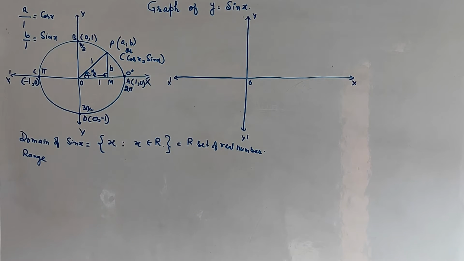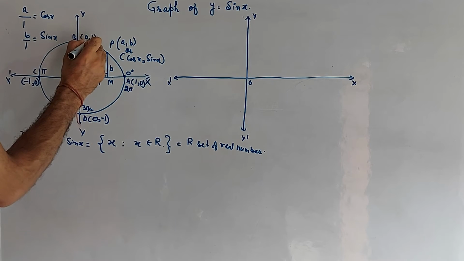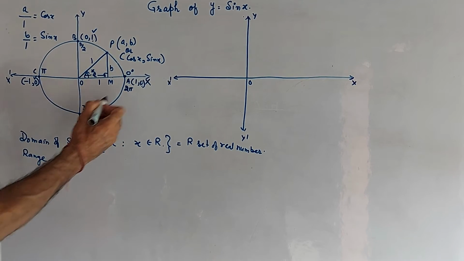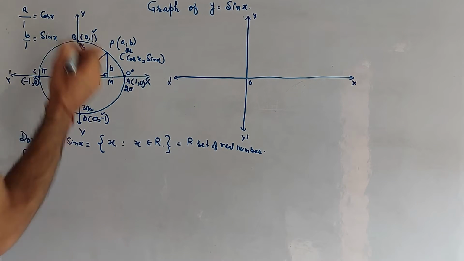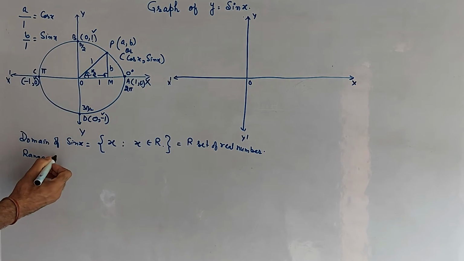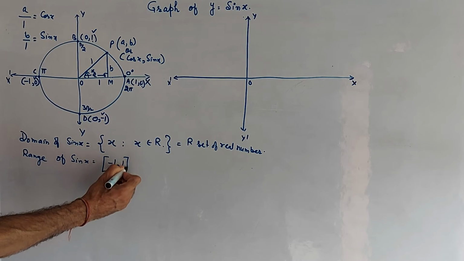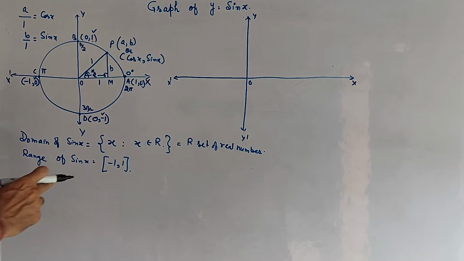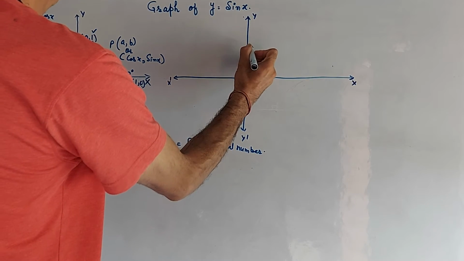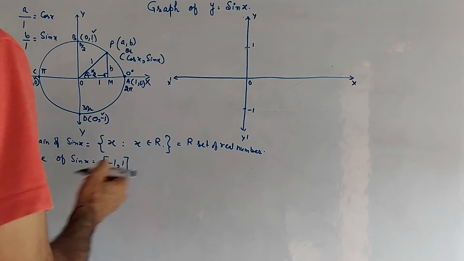Now see the sin x. At 0 degree, sin 0 is 0, at pi by 2 it is 1, at pi it is 0, then minus 1 at 3 pi by 2, and again 0, and it will repeat if we go on increasing the angle. But we see the maximum value of sin x is 1 and the minimum value is minus 1. Therefore the range of sin x is [-1, 1]. So on the y-axis we mark 1 and minus 1, the maximum and minimum values of y.